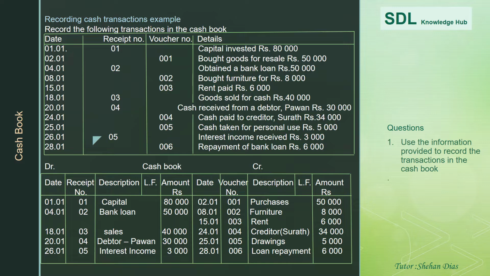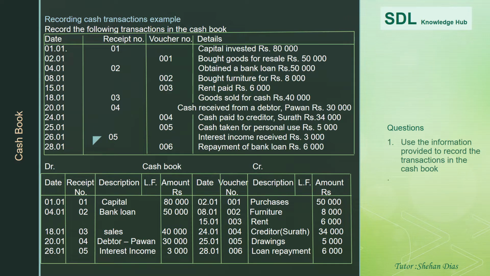We will look at an example of how to record cash transactions in the cash book. As you can see, you are given this information regarding the transactions that happened during the period. So what you need to do is to record this in the cash book. So first of all, you should know the format for the cash book. So using the format, we can record these transactions.